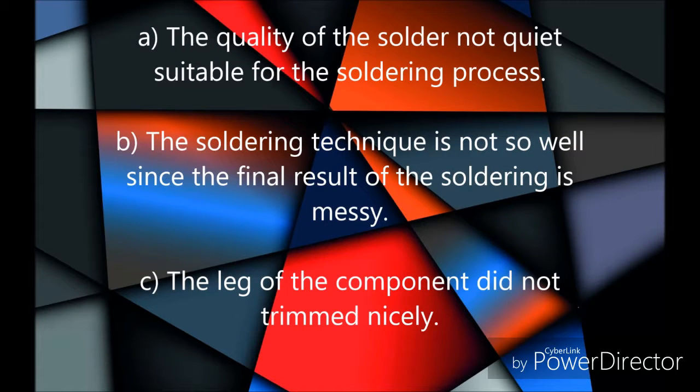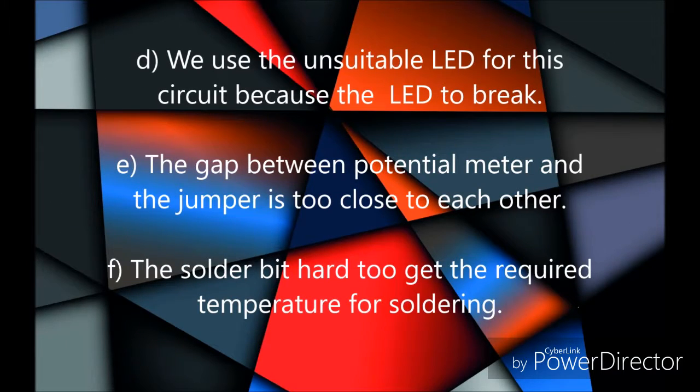In this part of the video, we will discuss the problems that we faced during the soldering process. The quality of the solder was not quite suitable for the soldering process. The soldering technique was not so good since the final result of the soldering is messy. The legs of the components were not trimmed nicely. We used an unsuitable LED for this circuit because the LED is easy to print. The gap between the potentiometer and the jumper is too close to each other. The solder bit was hard to get to the required temperature for soldering.